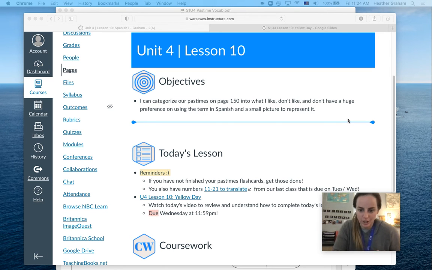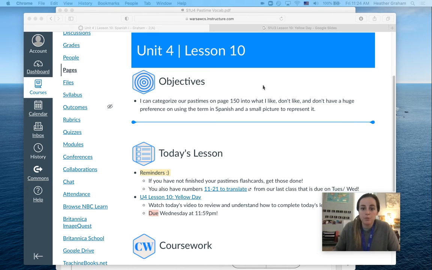Muy bien. So let's go ahead and get started. Our objective for today, if you're on Unit 4, Lesson 10, which is the 22nd, says, I can categorize our pastimes on page 150 into what I like, what I don't like, and what I don't have a huge preference for or care one way or the other, using the Spanish term and a small picture to represent, because we've talked about how pictures and visuals go together to help us remember our vocab.